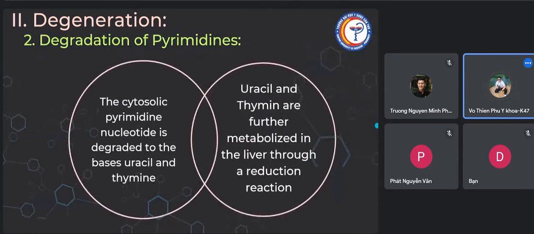And the second part of degeneration is degradation of pyrimidines. The cytosolic pyrimidine nucleotide is degraded to the bases uracil and thymine. Uracil and thymine are further metabolized in the liver through a reduction reaction.